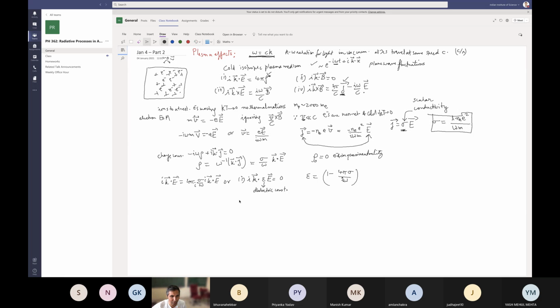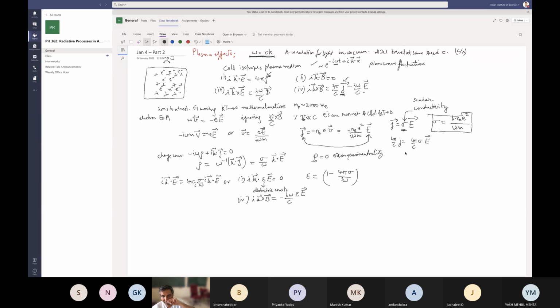So what happens to the fourth equation? We can write it as i K cross B is equal to minus i omega by c epsilon E. The same epsilon, because now J here can be written as sigma E, and 4 pi by c J is equal to 4 pi by c sigma E.